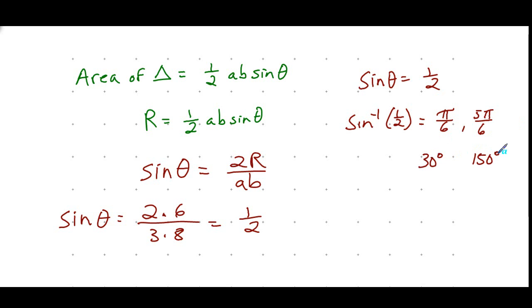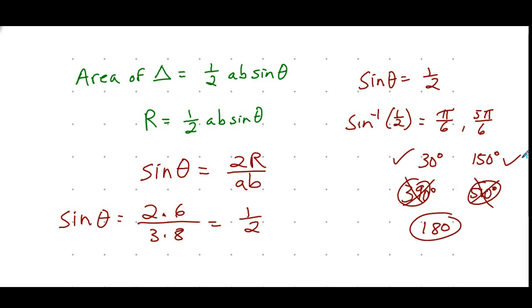Well, we can eliminate the ones that are greater than 5 pi over 6, because right here is 150 degrees. The next version of that is 300. The other possibilities are 390 degrees, and then also 510 degrees. But we know that these options cannot happen because the total degrees of a triangle is 180. So it has to be one of these two. So let's find out which one it is.